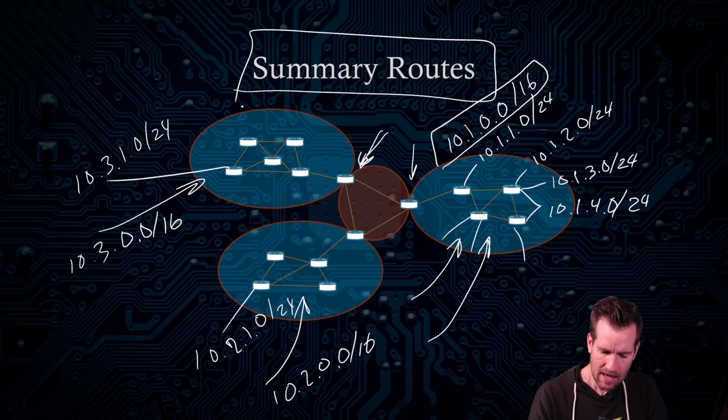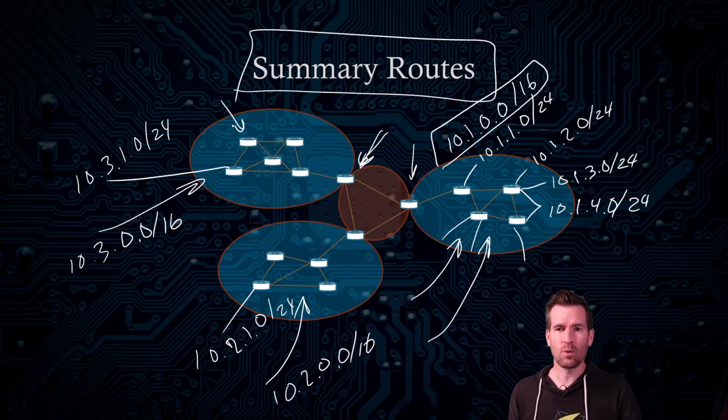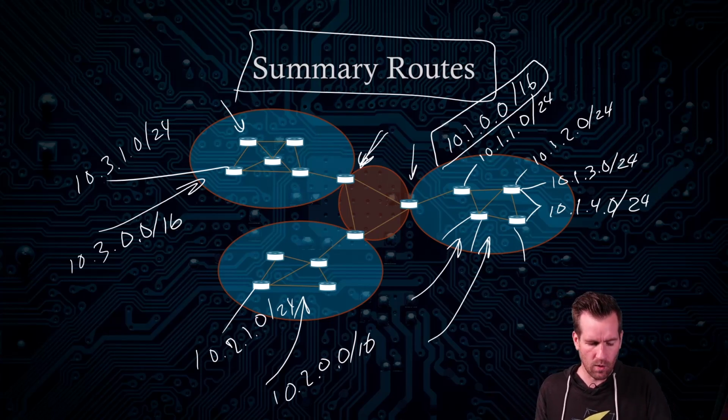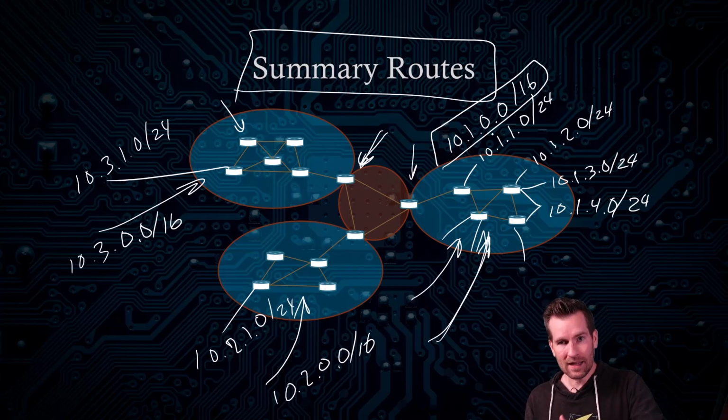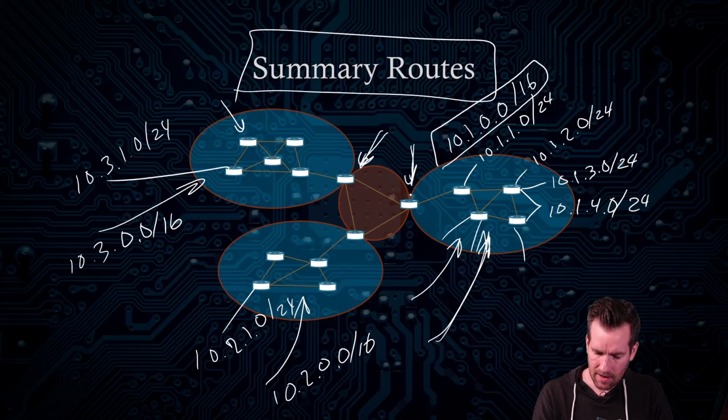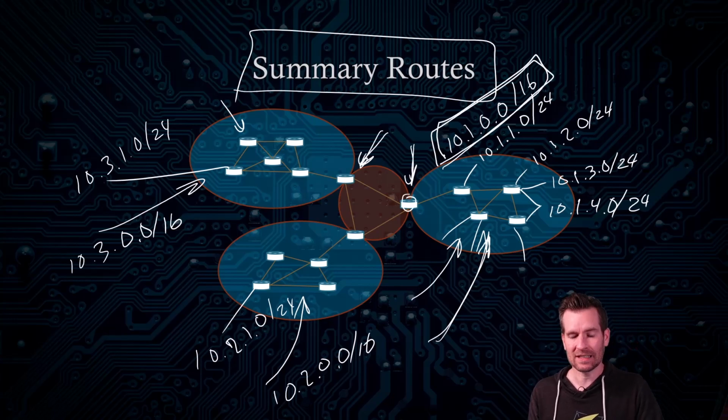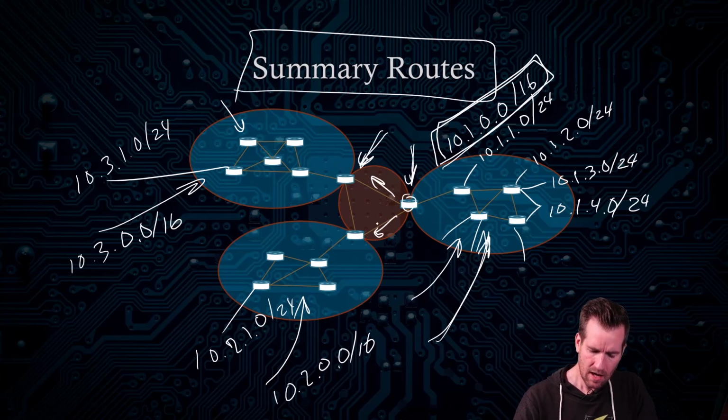A routing table here would have all of those different networks within there listed out. In this area right here, you would see all the 10.1.1, 10.1.2, 10.1.3, but at this area border router, it would get summarized into 10.1.0.0/16. And that's what would be sent out to these other routers here.